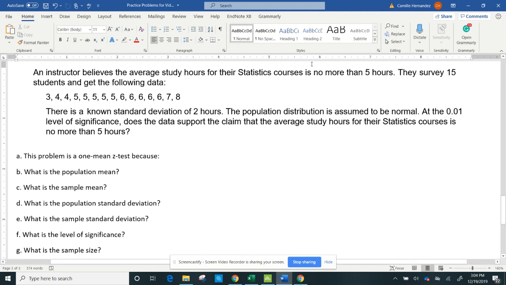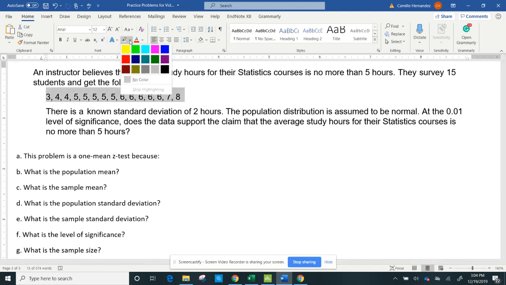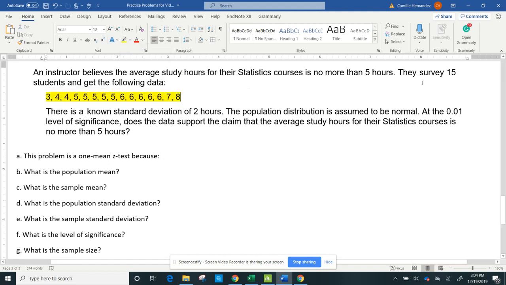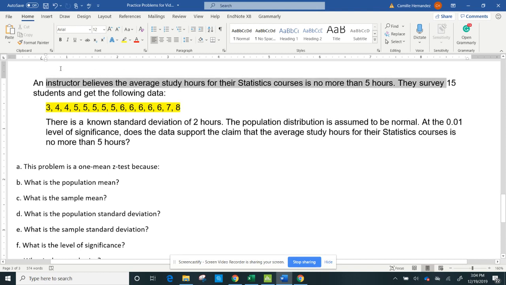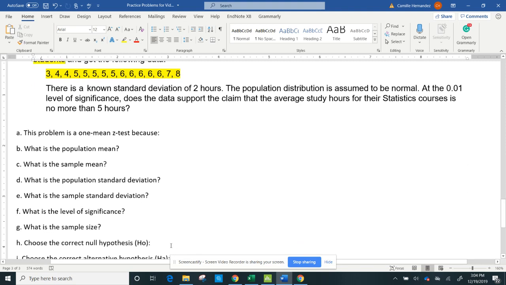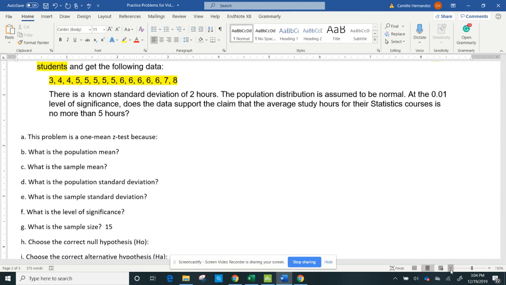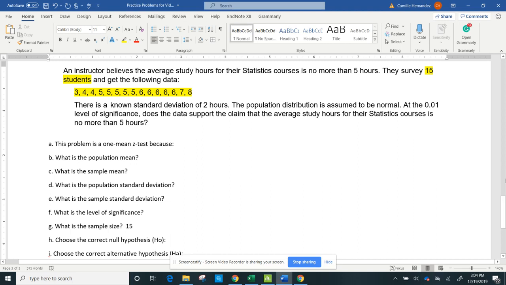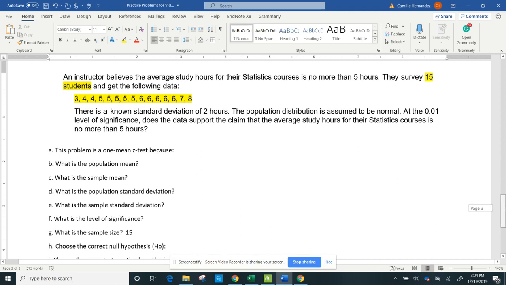All right, so what am I given? Well, I'm given a sample, and here's my sample. I'm going to highlight it in yellow. And if I count that up, it gives me the 15 students. So those 15 students that gave me data, their study hours, that's my sample size. So my sample size is 15. So let me make it a little bit smaller so you can see it on the page. Okay. So then it wants to know, let's see what else I have.